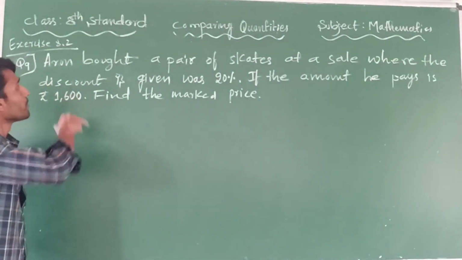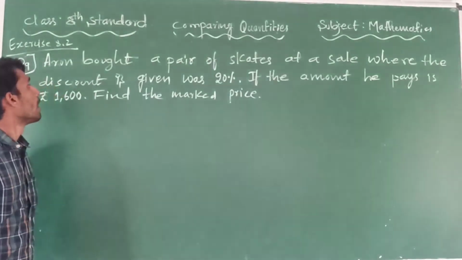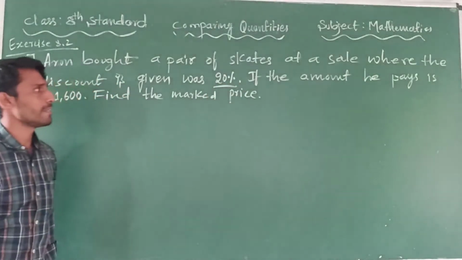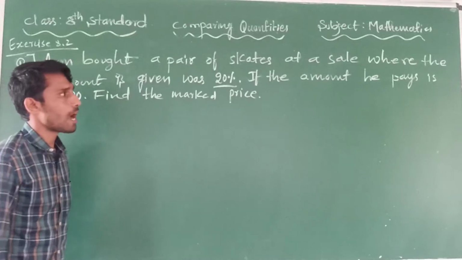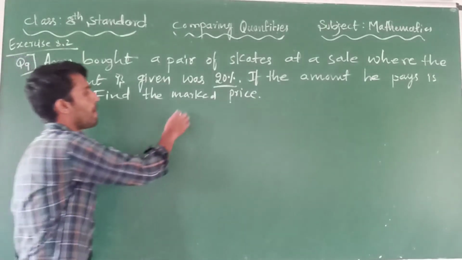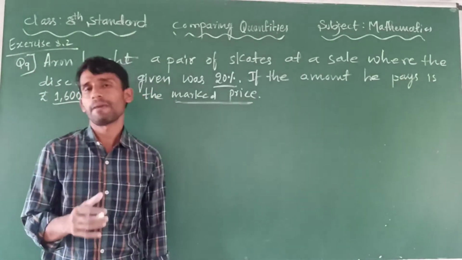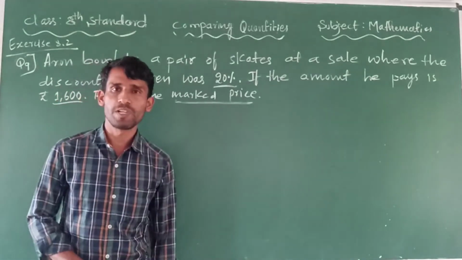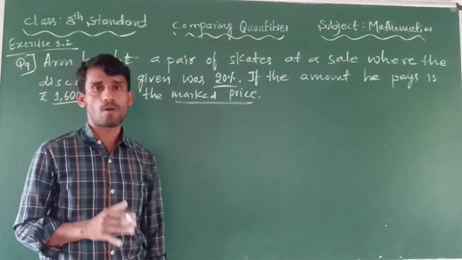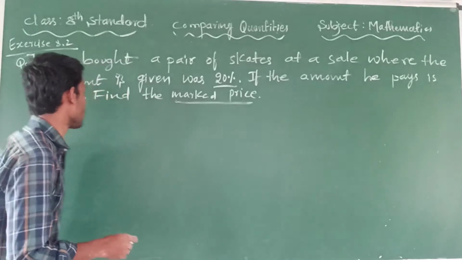Let's see the next question. Arun bought a pair of skates at a sale where a 20% discount is given. If the amount he pays is 1,600, find the market price. We have to find out the MP. MP means market price. Here the shop gave 20% discount. What is the market price? Let us see the solution.